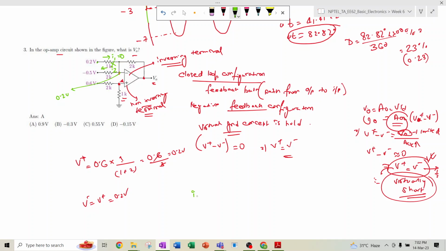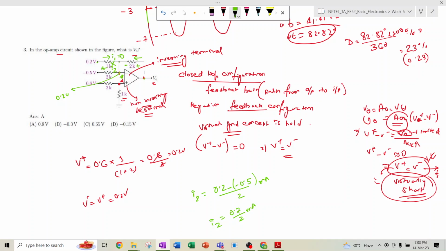So current through 2k is 0.2 volt minus, here 0.5 volt is applied, so minus 0.5 volt, divided by 2k, so that much milliampere. So it is 0.2 plus 0.5, so 0.7 divided by 2 milliampere. So this is the I2 current that flows. And as there should not be any current flowing in this side, this entire I2 current will come from this side. So here it will be a positive sign, here a negative sign.